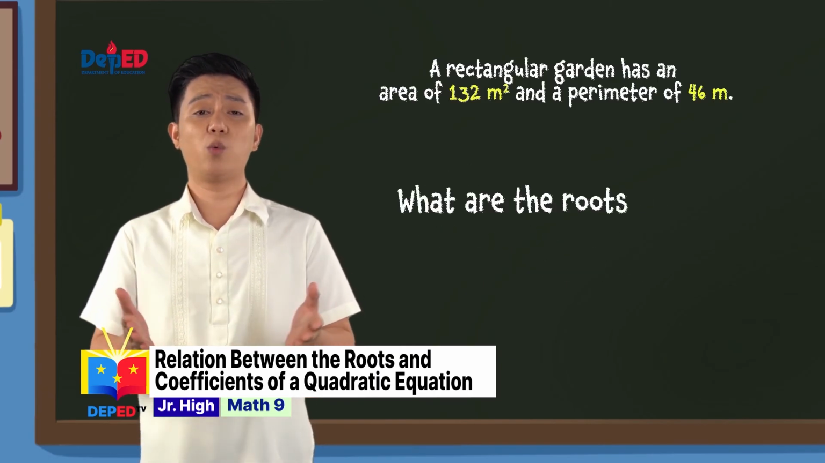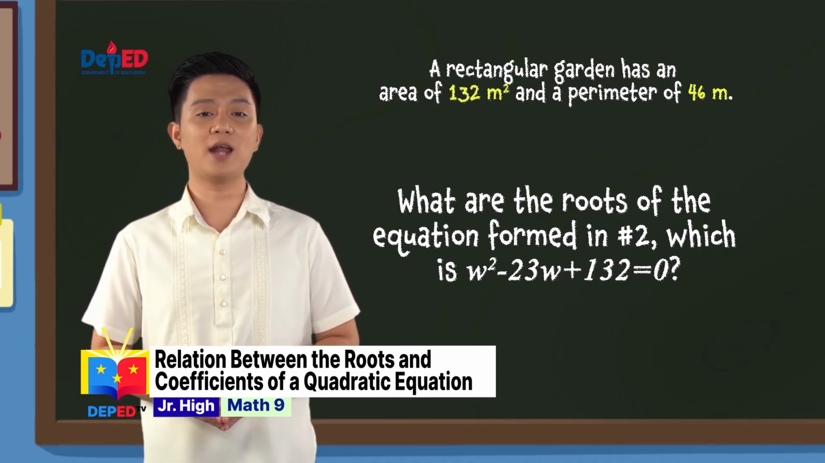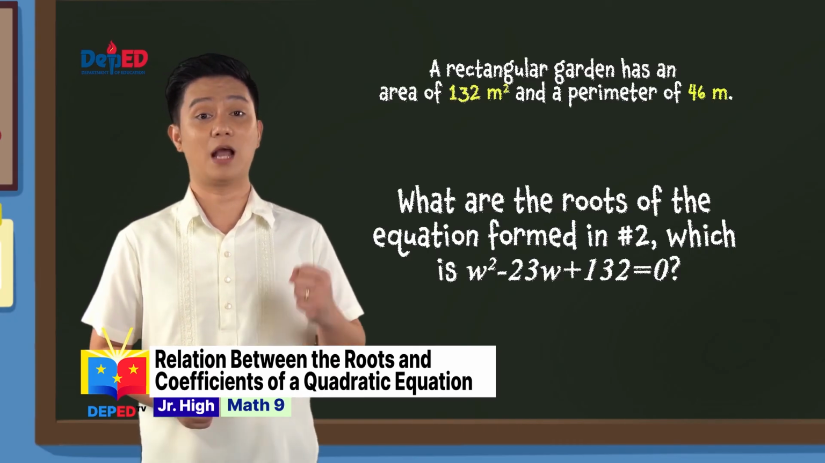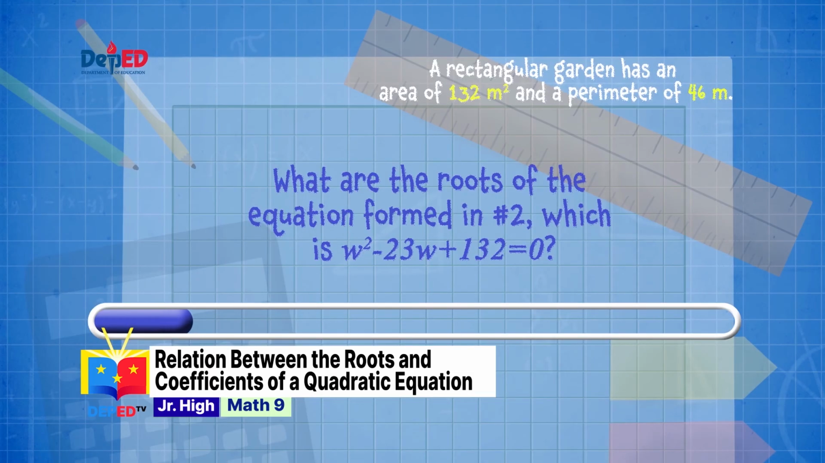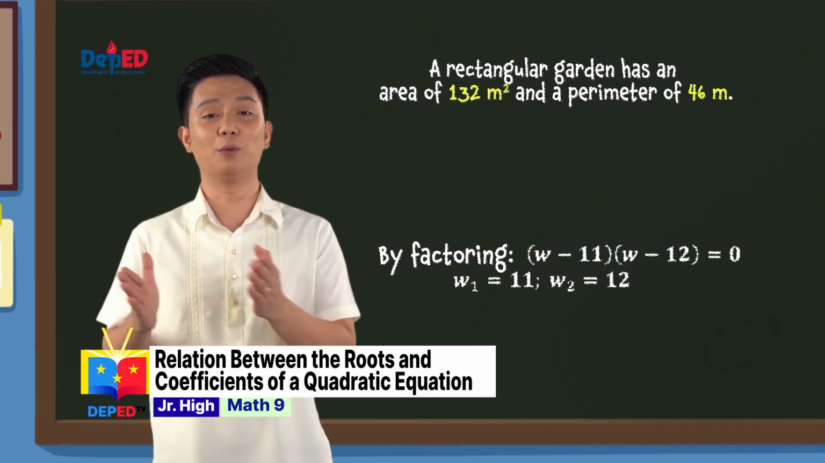Question number 3. What are the roots of the equation formed in number 2, which is w squared minus 23w plus 132 equals 0? For 30 seconds, go! The answer is w sub 1 is 11, w sub 2 is 12.